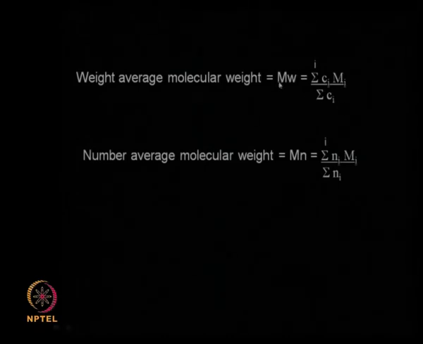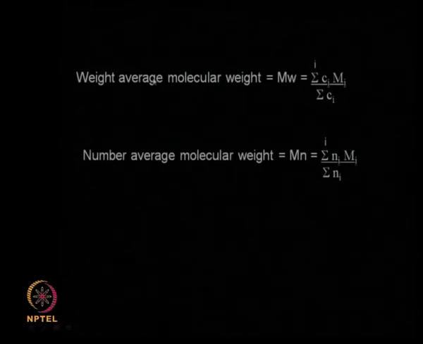That is called the weight average molecular weight, where C is the concentration. Similarly you can have number average molecular weight, that means you have the number of same species having a particular molecular weight Mi. So here Mn, that is the number average molecular weight, is given by summation of n, that is the number having this molecular weight Mi. So summation of Ni Mi divided by summation of Ni.